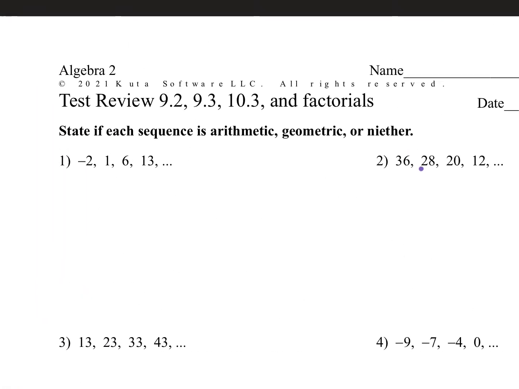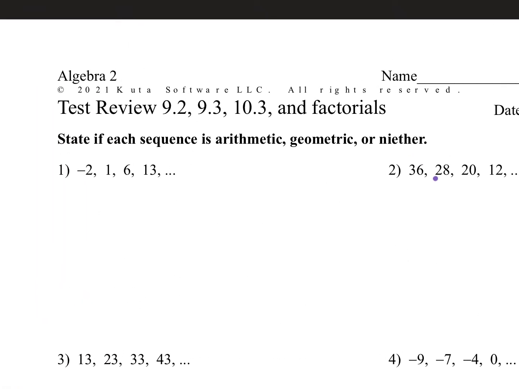So test tomorrow, it's going to be on 9-2, 9-3, 10-3, and factorials. So looking at the first section, we have to state if each sequence is arithmetic, geometric, or neither. So arithmetic means what? We're adding. Geometric is multiply, and then neither would just be if we're not adding or multiplying by the same number.